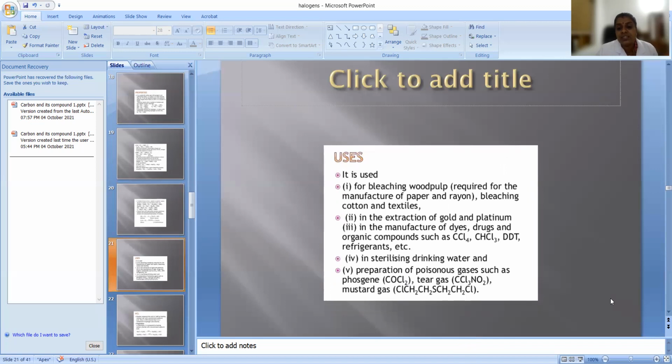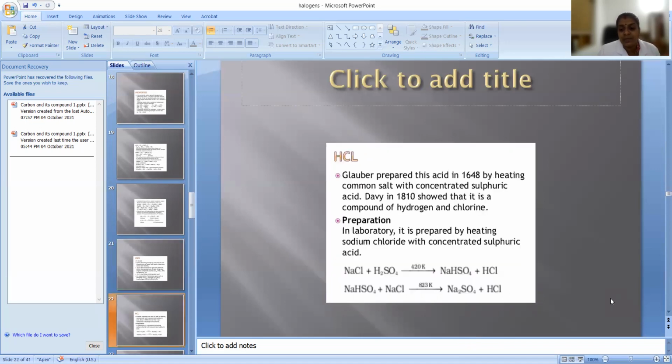What are the uses? It is used for bleaching wood pulp, required for the manufacture of paper and rayon, bleaching cotton and textiles, in the extraction of gold and platinum, in the manufacture of dyes, drugs, and organic compounds such as CCl4, CHCl3, DDT, in sterilizing drinking water, and in the preparation of poisonous gases such as COCl2 and tear gases, CCl3NO2. All these we are preparing using this chlorine, okay.